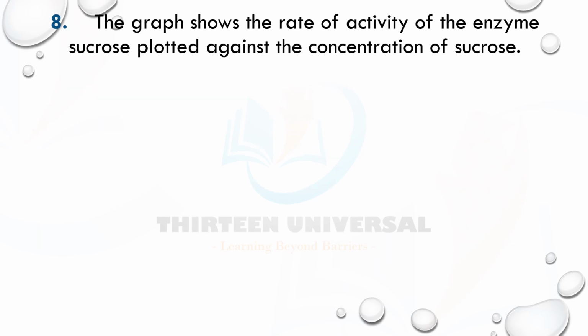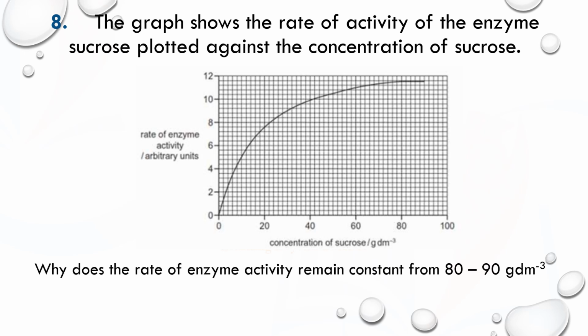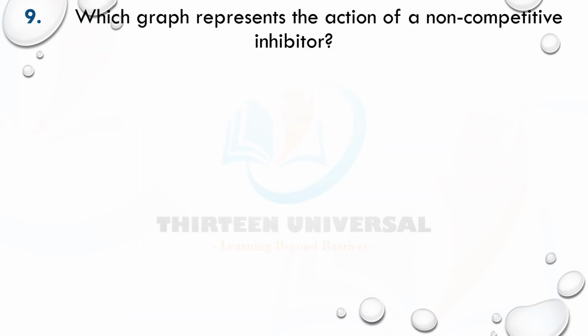Okay. The 8 says the graph shows the rate of activity of enzyme sucrase plotted against concentration of sucrose. So this is concentration, independent variable. This is rate, dependent. Why does the rate of enzyme activity remain constant from here? But we don't have the options. It's a typo error. Let's go to number 9.